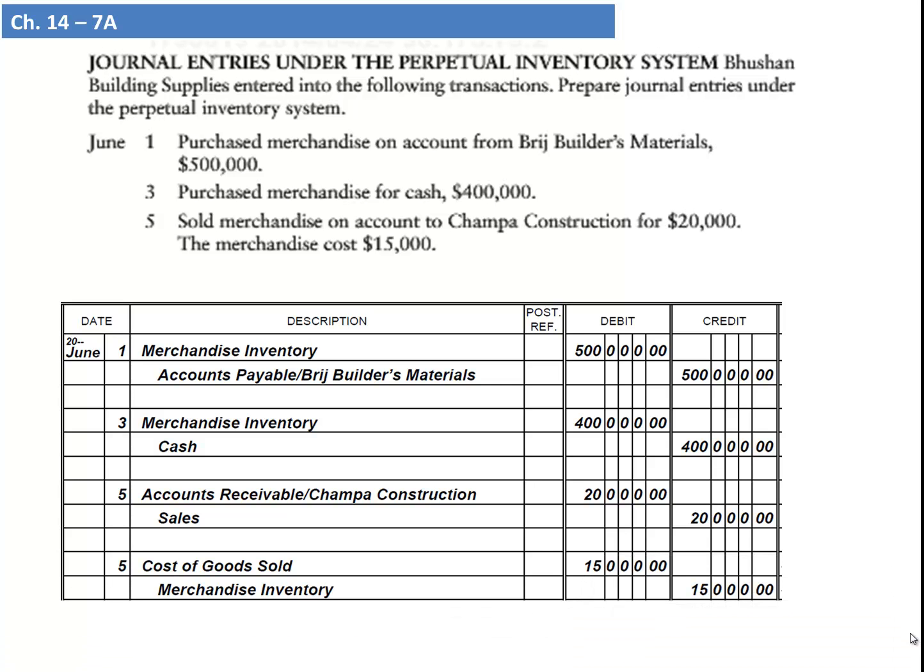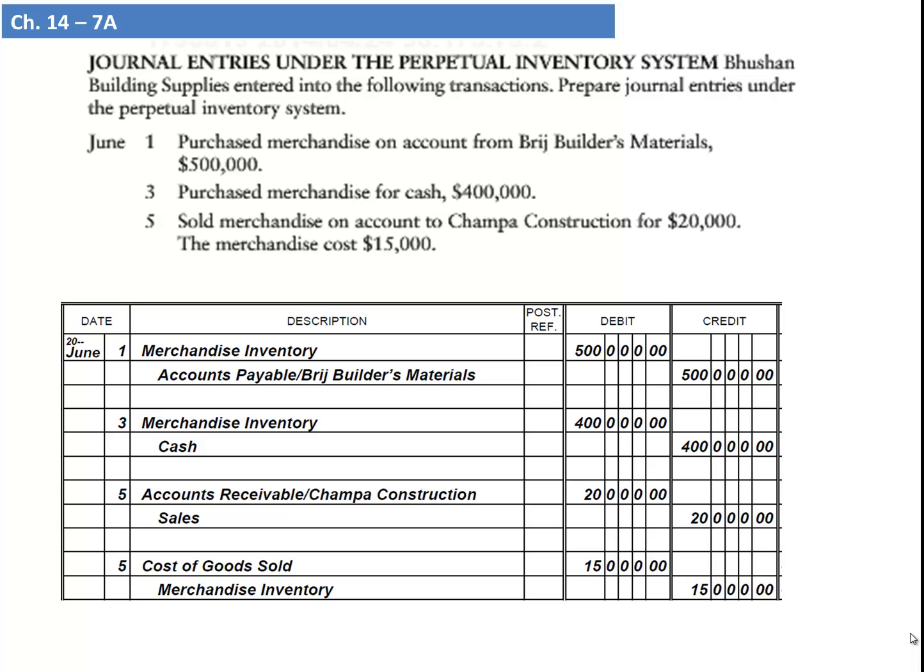In this example, we're going to look at journal entries under the perpetual inventory system. The perpetual inventory system is the one in which merchandise inventory and cost of goods sold is updated every time we make a sale or somebody returns something.